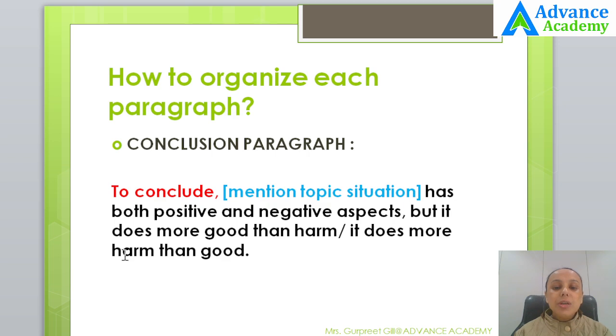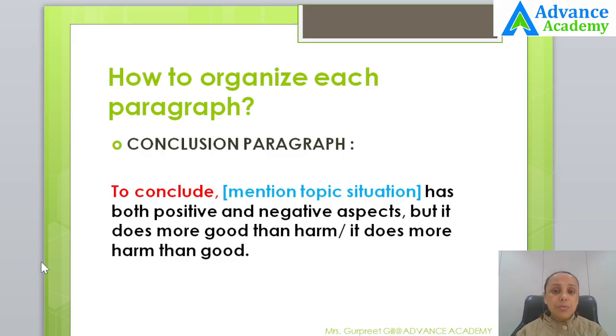If we talk about the conclusion, you might start the paragraph saying, to conclude, mention the topic situation and say it has both positive and negative aspects, but it does more good than harm. If it is a positive development, you would say it does more good than harm. Otherwise, if it is a negative development, you might end your conclusion saying it does more harm than good.